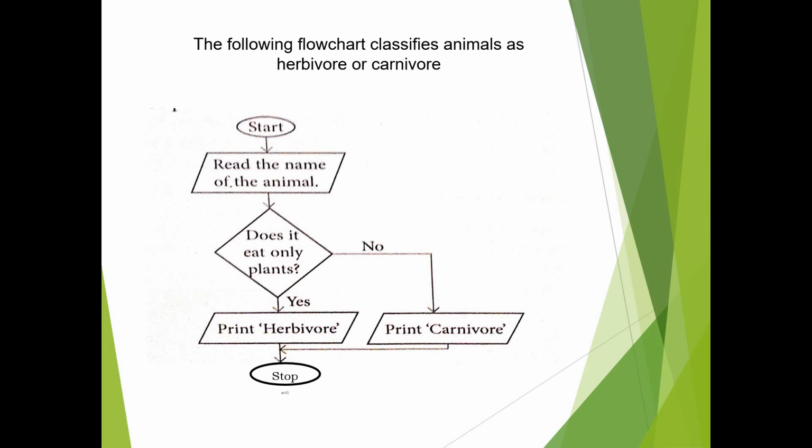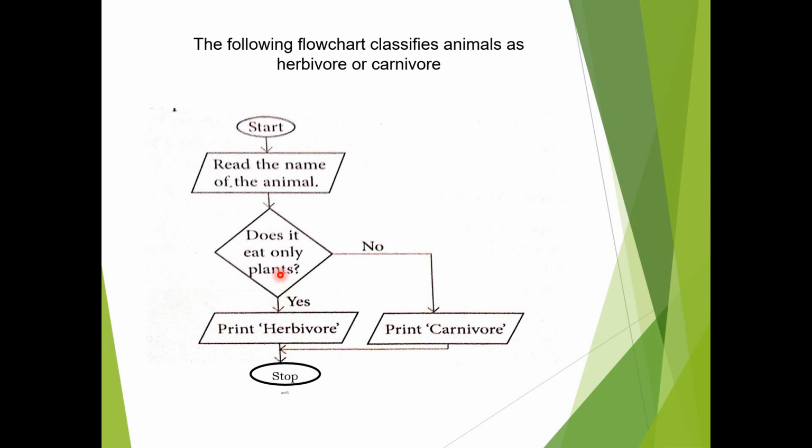So I'm just explaining this question. Start symbol you are writing in oval shape. Then it's reading the name of a particular animal. It's reading the name of the animal. And then here it is analyzing it. Does it eat only plants? Plants മാത്രം കഴിക്കുന്ന analyze ചെയ്യാൻ decision symbol ഇങ്ങനെ analyze ചെയ്യാണ്, decide ചെയ്യാണ്. If it is yes, print that animal as herbivore. If it eats only plants, print that animal as herbivore.